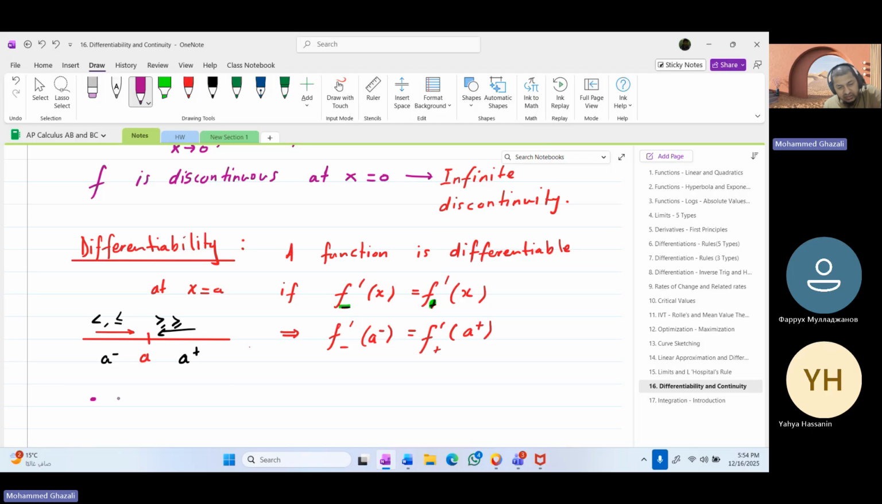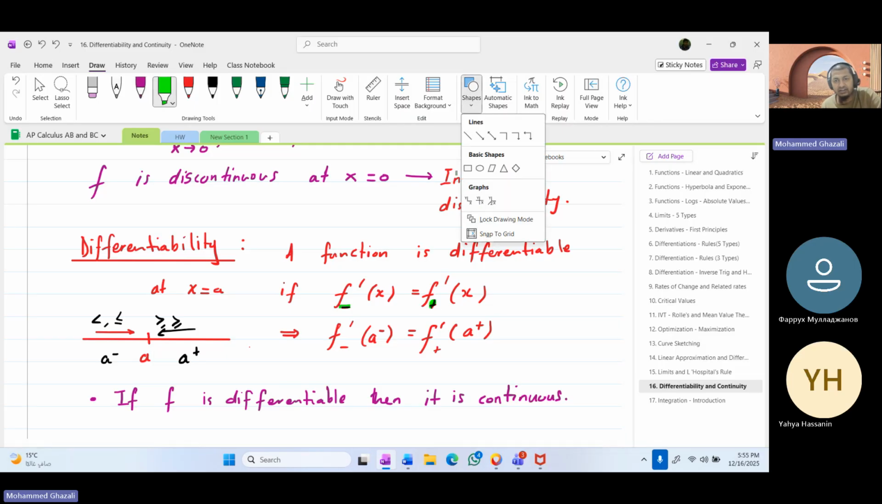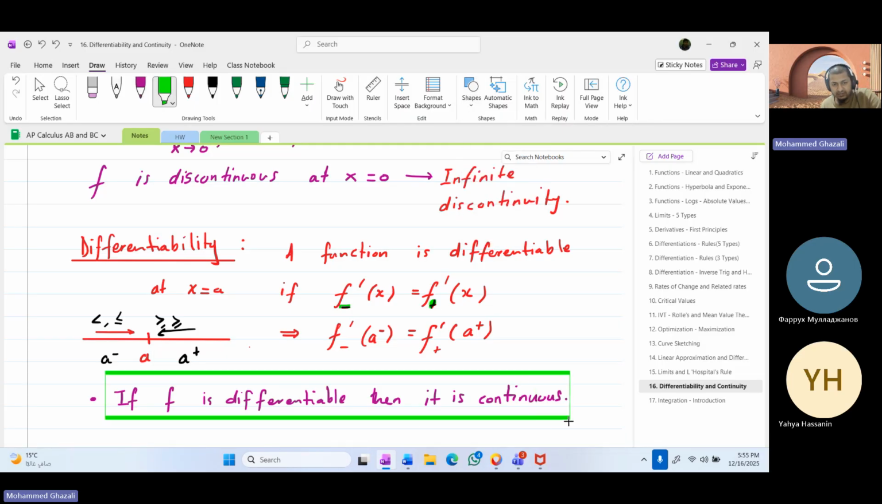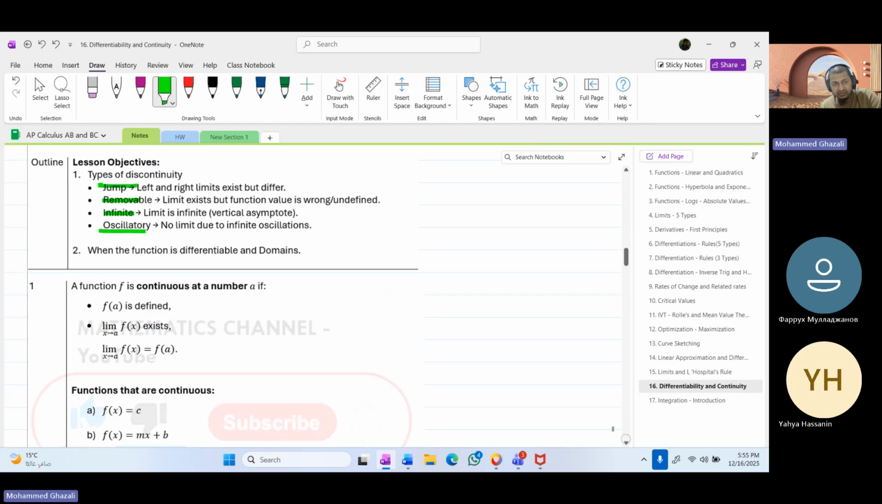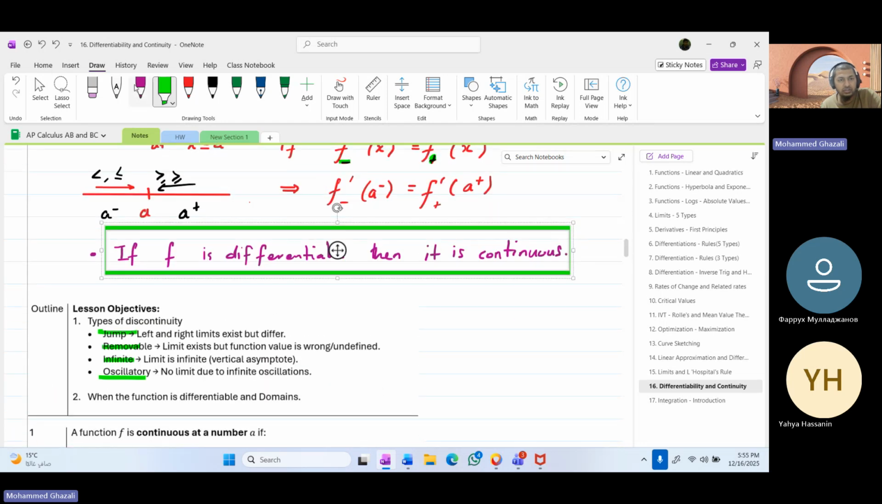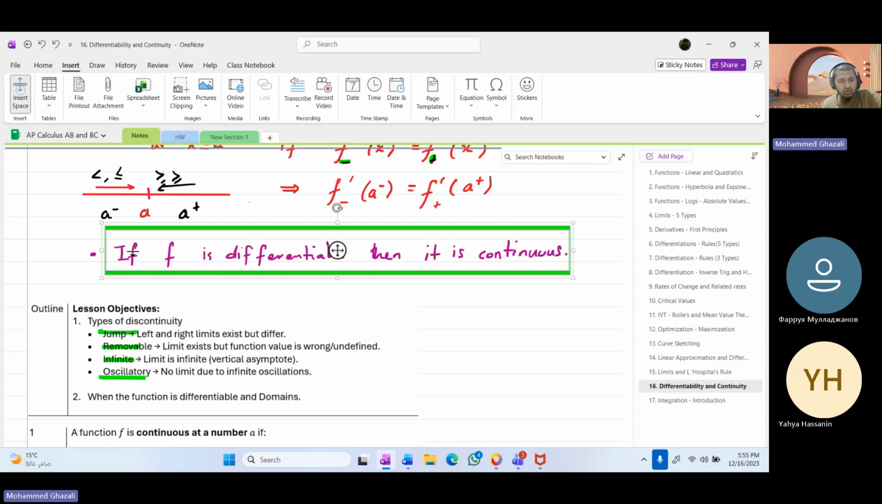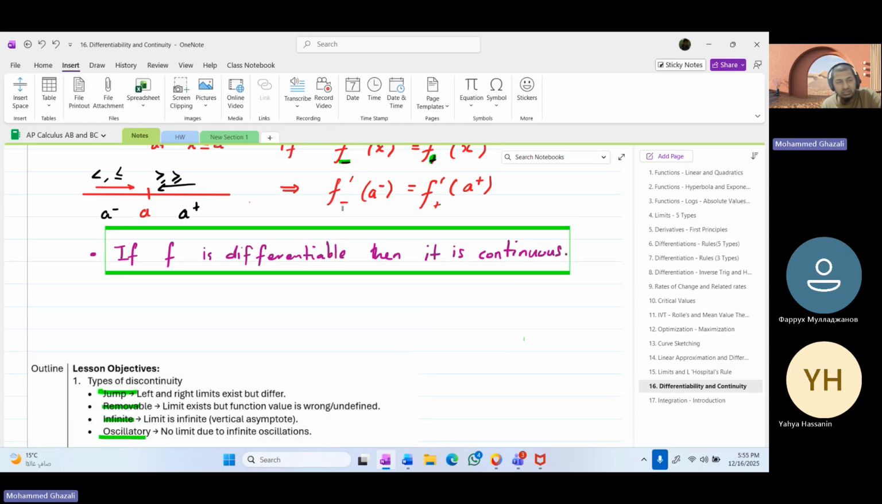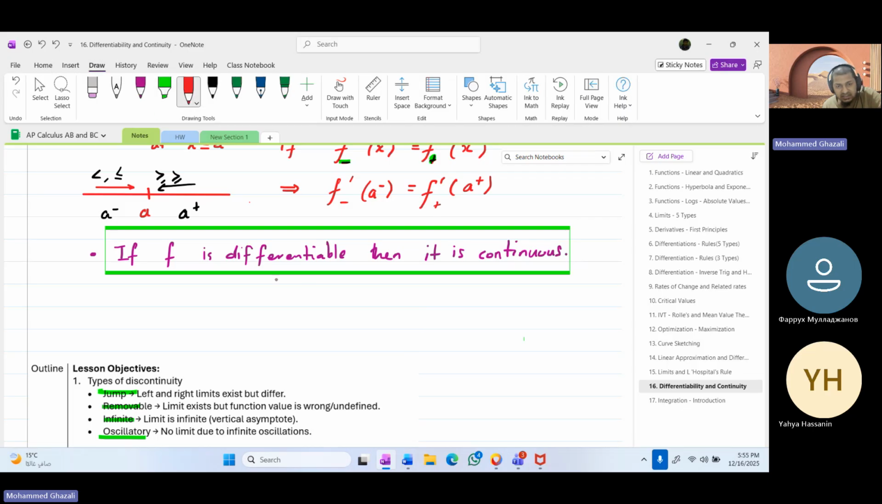Now, we have a very important concept. If f is differentiable, then it is continuous. Very important, right? And I've highlighted this in my notes. This is a very important thing. So we're saying if this definition exists, if a function is differentiable, then it is definitely continuous. P implies Q, and the reverse is not true, okay? If the function is continuous, it doesn't mean that it's differentiable. So this is like P implies Q, direct implication.